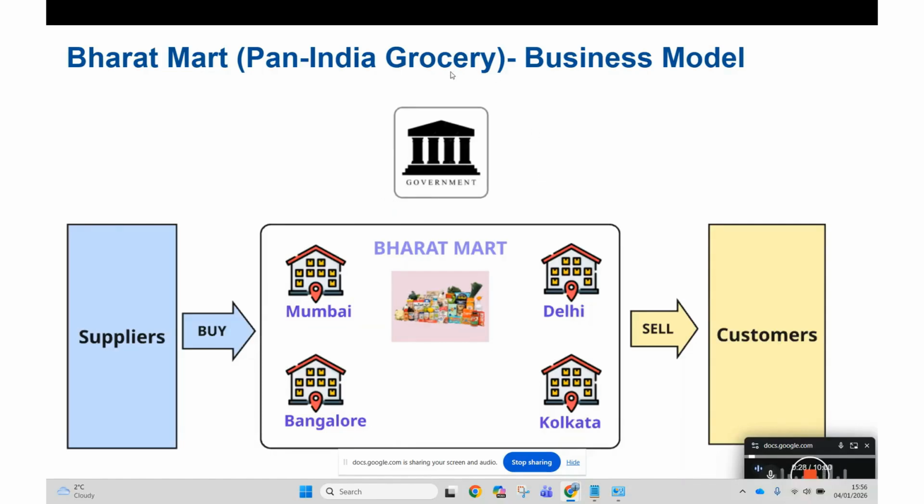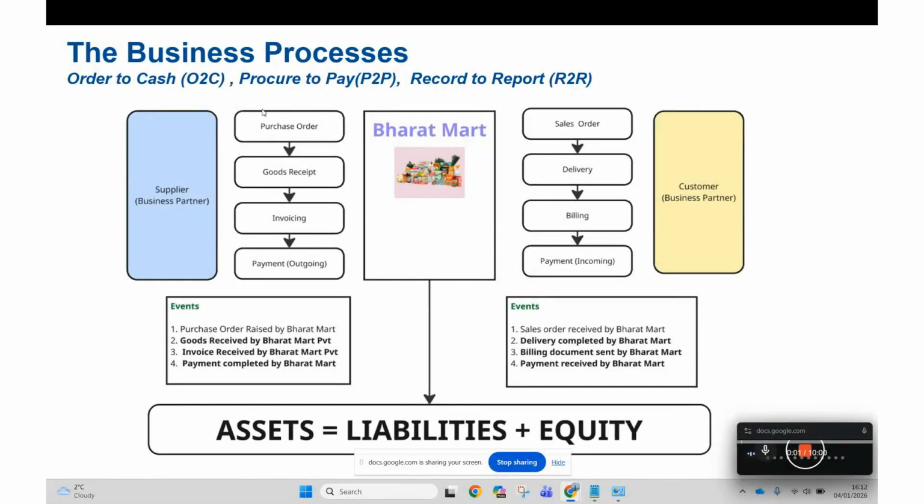And you have the government, which is obviously there to make sure that Bharat Mart is operating in a fair and regulated manner. On this screen, we look at the most important business processes that BharatMart follows. These are industry standard business practices which are run as order to cash, procure to pay, and record to report processes. On the left hand side, we see how BharatMart actually buys inventory from the suppliers.